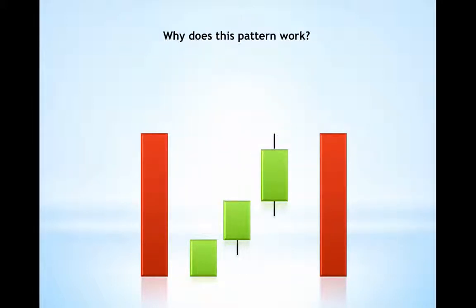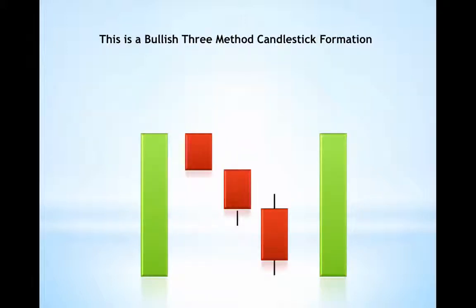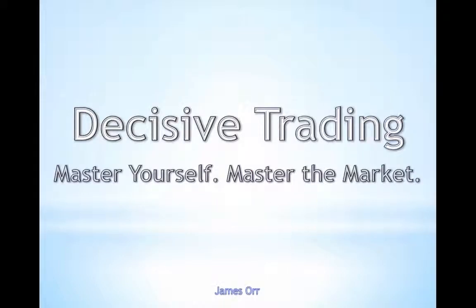And why does this pattern work? The three bullish candles show the attempt of the bulls to control the market. Since price is contained within the first bearish candle, you can see that there is little bullish sentiment. The next bearish candle confirms where the strength is held and confirms the signal. The bullish three-method candlestick pattern is again simply reversed. And those are my favourite, most consistent candlestick patterns.